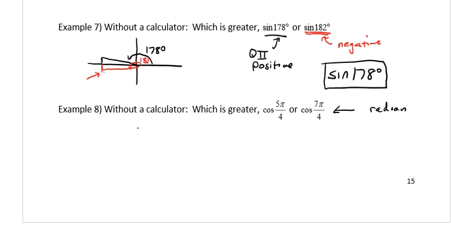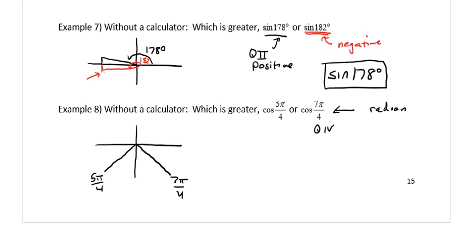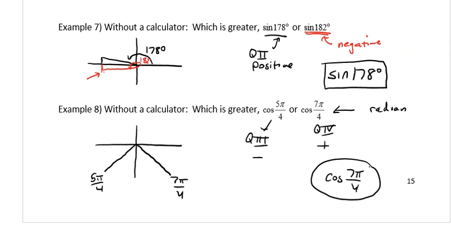Okay, so 5 pi over 4 is over here. 7 pi over 4 is over here. So this is a quadrant 4 angle, where cosine is positive. And this is a quadrant 3 angle, cosine is negative. Cosine of 7 pi over 4, being the positive value, has to be larger.